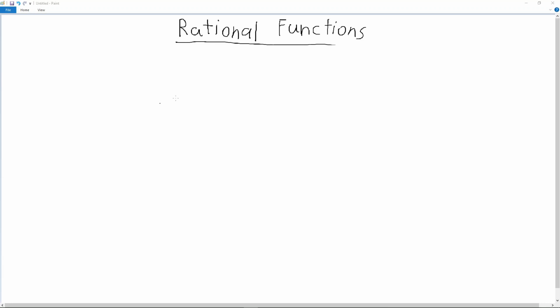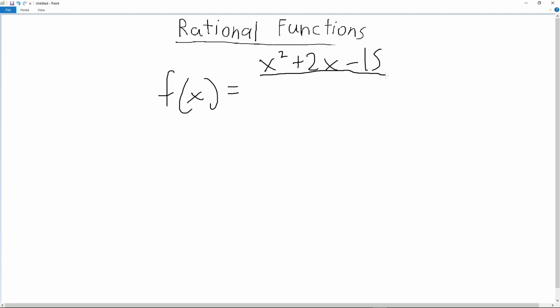Now, let's combine all of this together and find the properties of a rational function. F of x is equal to x squared plus 2x minus 15 divided by x squared plus 4x minus 21. The first thing to do is always factor. So let's first factor the numerator.